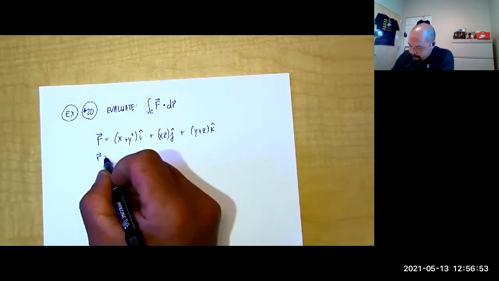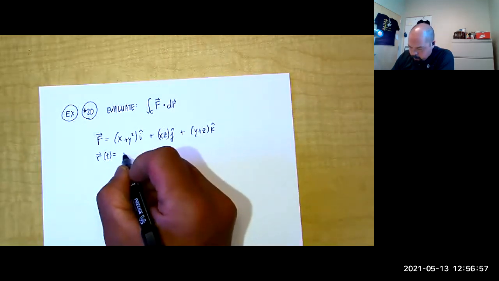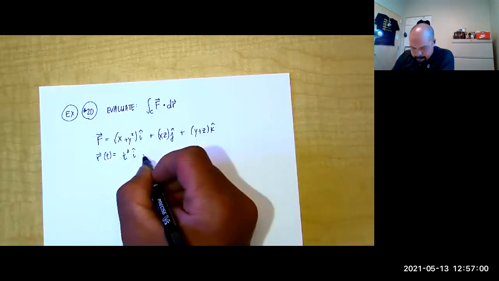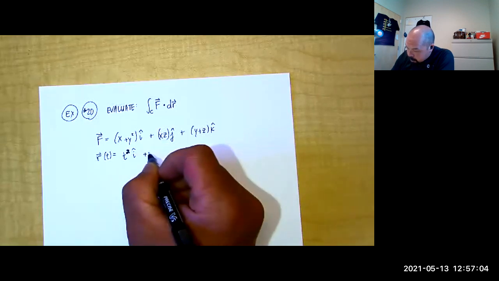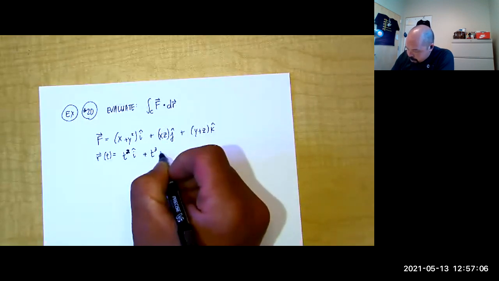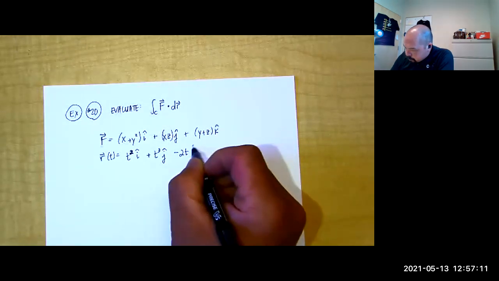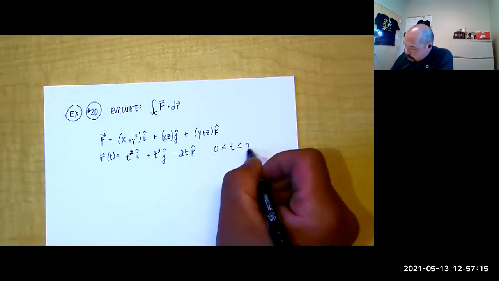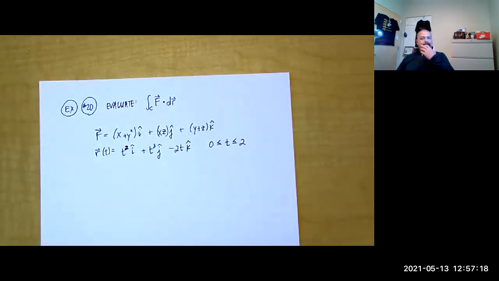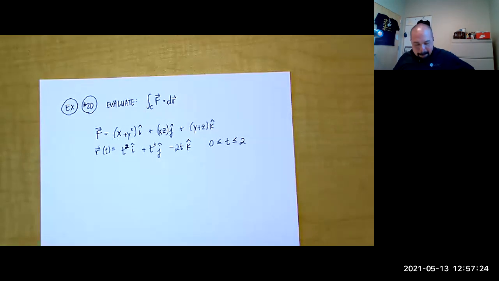r, our path, parameterized by t squared i plus t cubed j minus 2t k, and t ranges between 0 and 2. So that's just given to us. It's not explained what that may look like. That curve is provided for us in the problem.